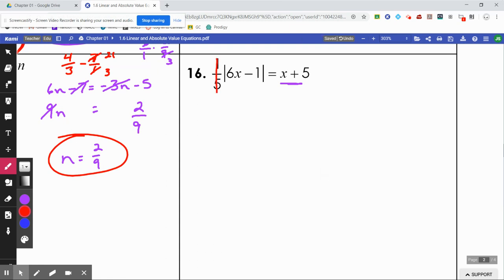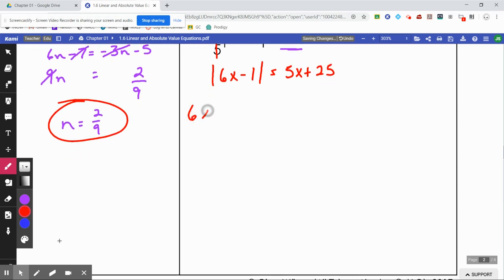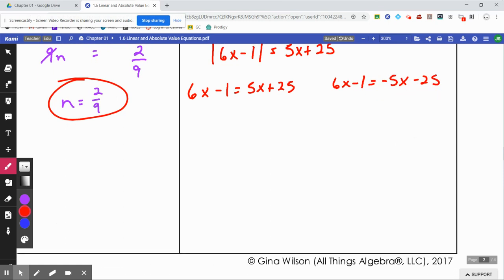Okay, next one, we got to get rid of 1/5. You can divide by 1/5, which is the same thing as multiplying by 5. Flip and multiply. So we're going to do 5x plus 25. We split it. Gives you 6x minus 1 equals 5x plus 25. Or 6x minus 1 equals negative 5x minus 25. Move the 5x by subtracting gives you 1x. Move the minus 1 by adding gives you 26. Move the minus 5x by adding gives you 11x. Move the minus 1 by adding gives you negative 24. Divide by 11, and that's your second solution. x is negative 24/11.